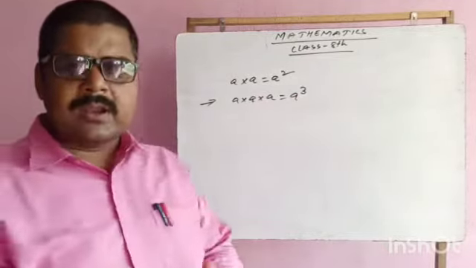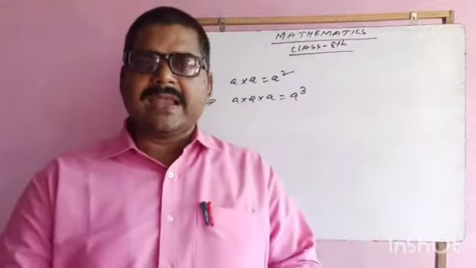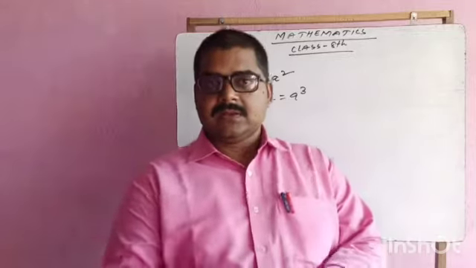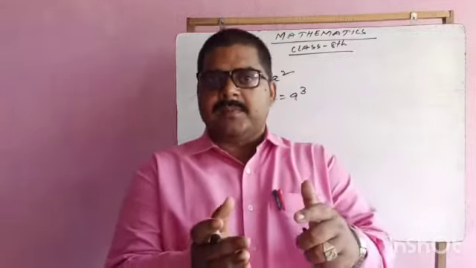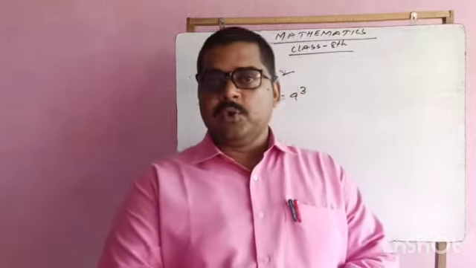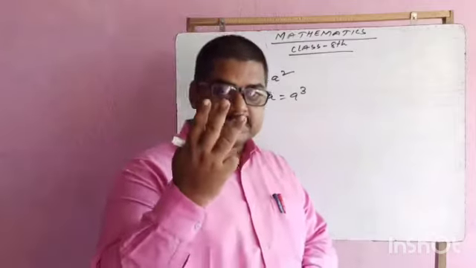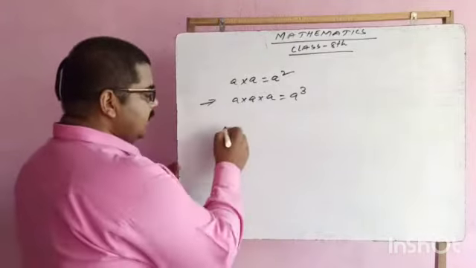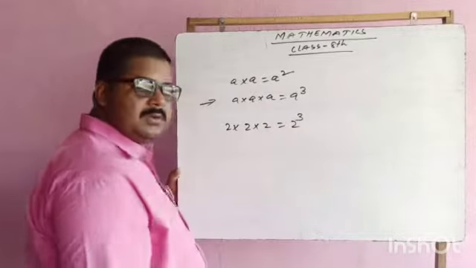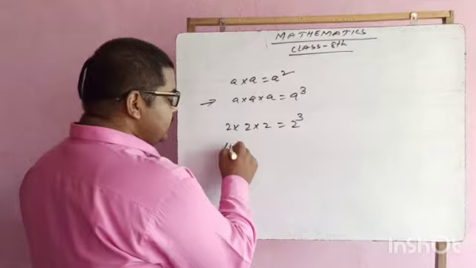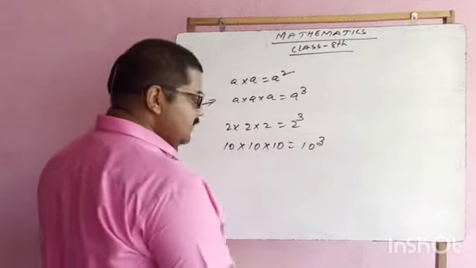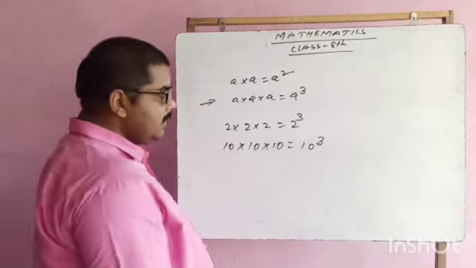If any natural number is multiplied 3 times, then it is known as the cube of the number. A square means any natural number is multiplied by itself, whereas in the case of cubes, it is multiplied 3 times, the same number. 2 is multiplied by 2 how many times? 3 times. Then it is called the cube of 2. When 10 is multiplied by 10 three times, then it is known as the cube of 10.